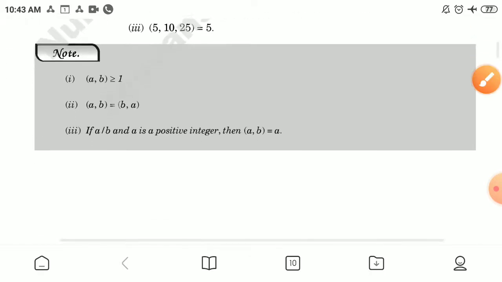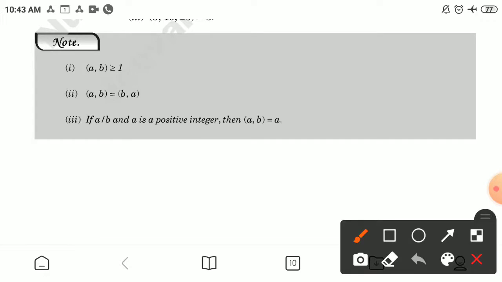Making note: the greatest common divisor of a and b is always greater than or equal to 1. The greatest common divisor of a and b will be equal to the greatest common divisor of b and a. If a divides b and a is a positive integer, then the greatest common divisor of a and b will be equal to a.